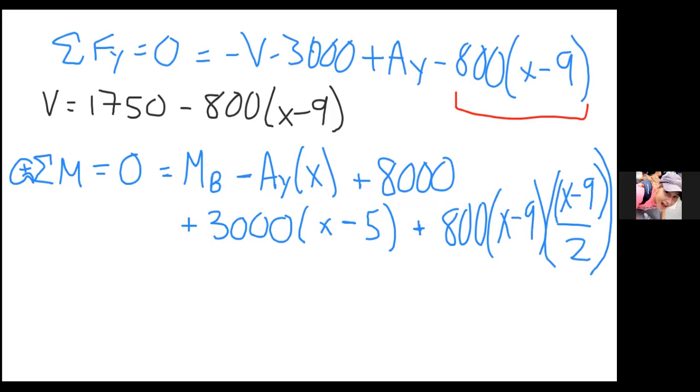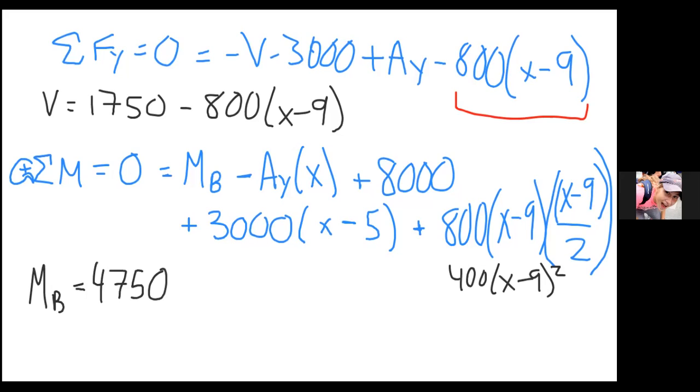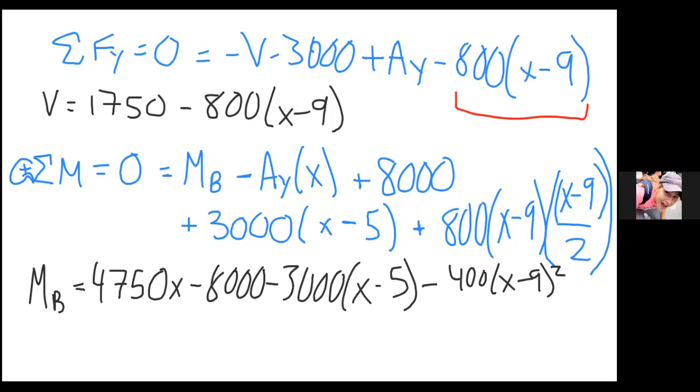So this can be simplified into being 800, it can be simplified into being 400 times X minus 9 squared, right? And that's just by multiplying through. But what we can end up doing is we can rearrange this equation as well, so that we're able to say that moment B is equal to 4,750 X minus 8,000 minus 3,000 times X minus 5 minus 400 X minus 9 squared. So this is part B. This is what they're asking for.